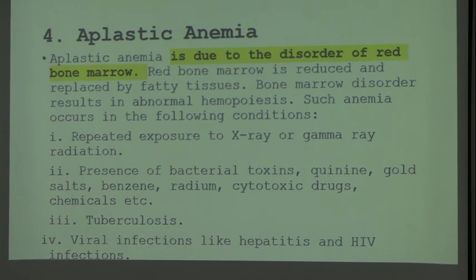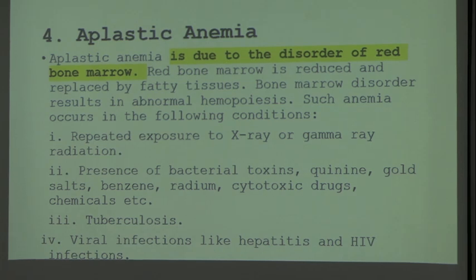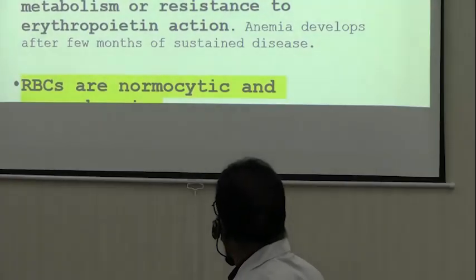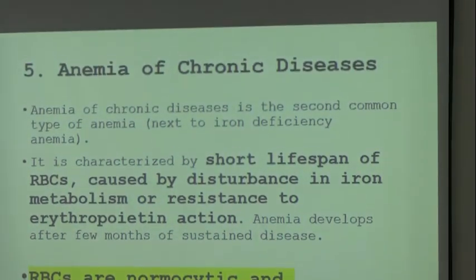And aplastic anemia, as I said, is a disorder of the red bone marrow. This disorder may be influenced by X-rays, gamma rays, some toxic drugs, some chemicals. Some diseases like tuberculosis, viral infections like hepatitis, HIV, may cause aplastic anemia, means damage the bone marrow. Anemia in chronic diseases.